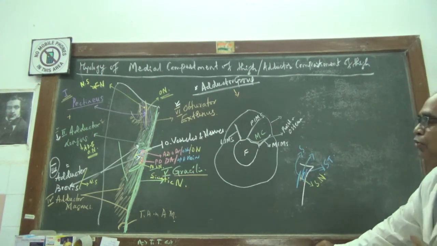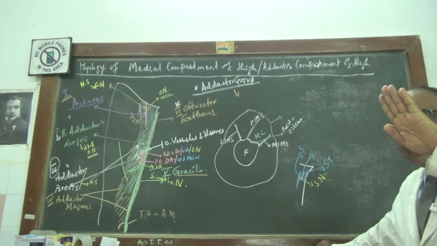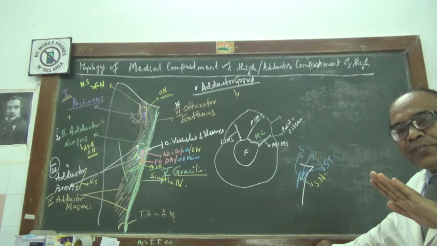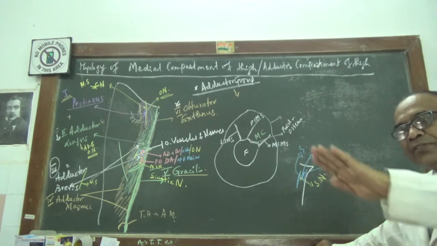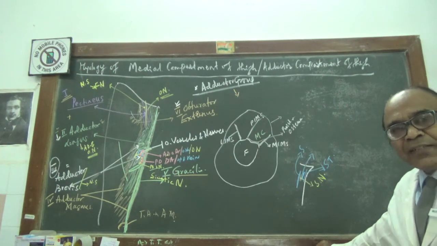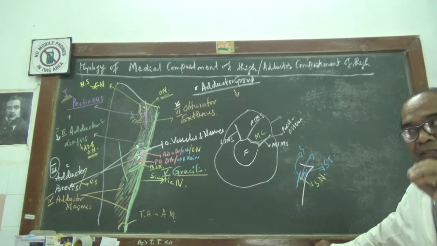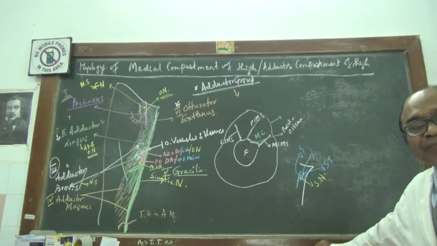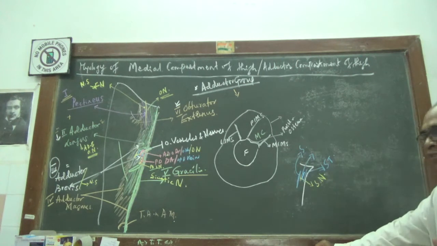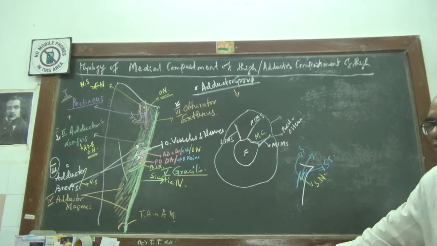From all these points of origin, this obturator externus muscle runs straight forwards, then downwards, a little medially, covering the entire obturator foramen, and then it runs backwards and laterally to get inserted in the intertrochanteric fossa, on the medial surface of the greater trochanter. In the fossa it gets inserted.